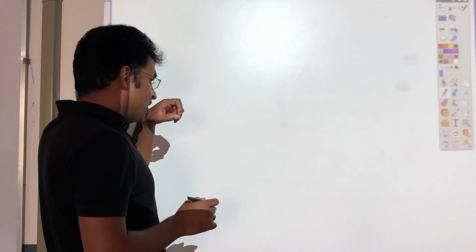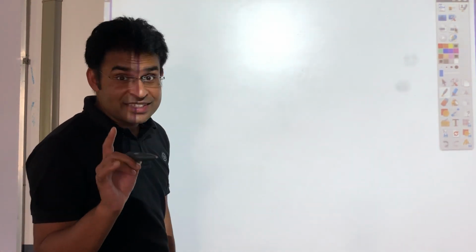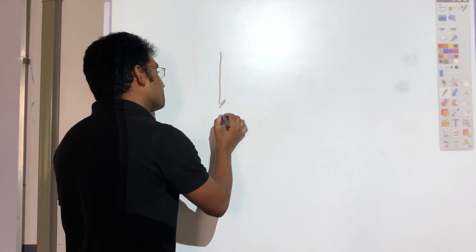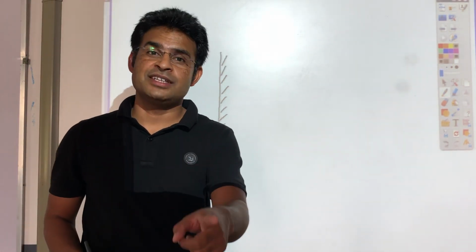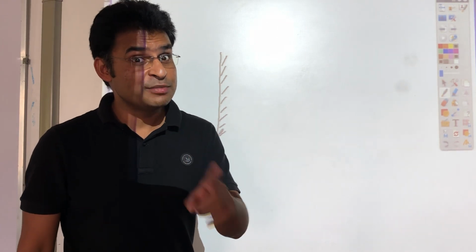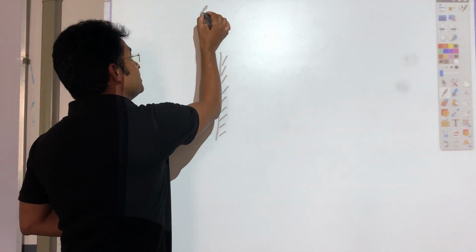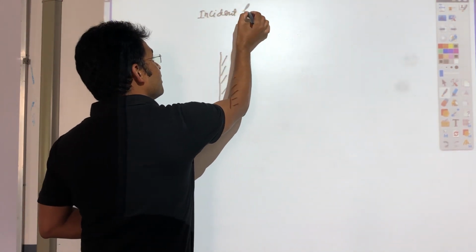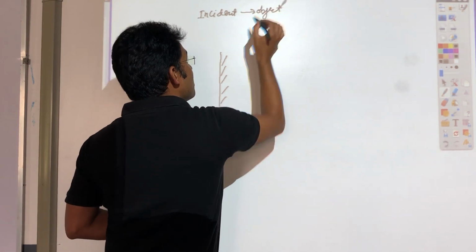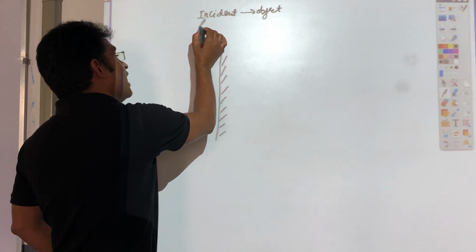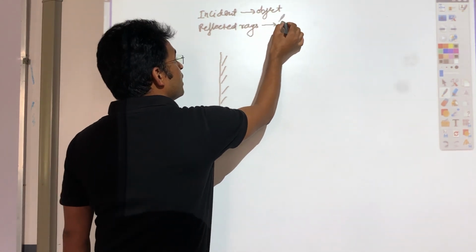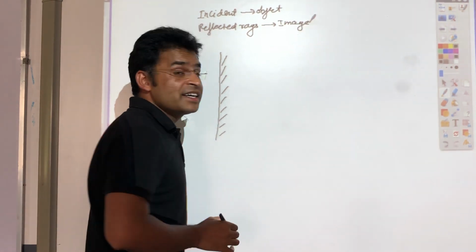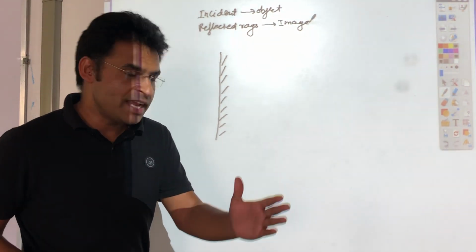If you are specifically talking about light, in that case object means intersection of incident rays and image means intersection of reflected rays. What does it mean? If I take one plane mirror over here, the intersection of incident rays we say is the object. Means the object is defined by incident rays, and the intersection of reflected rays is called the image. It means the image is defined by reflected rays. So the intersection of two or more incident rays, we say it's an object. And the intersection of two or more reflected rays defines the image.